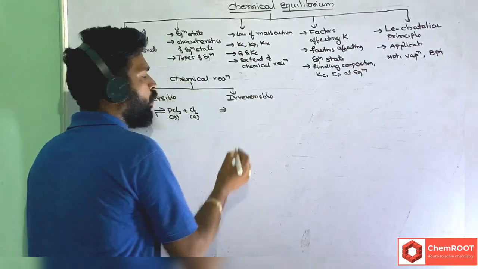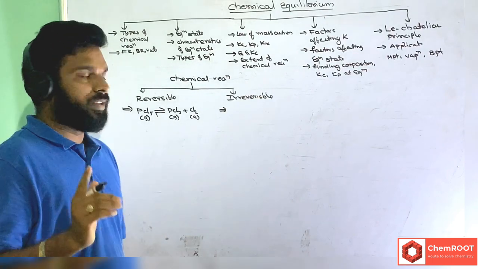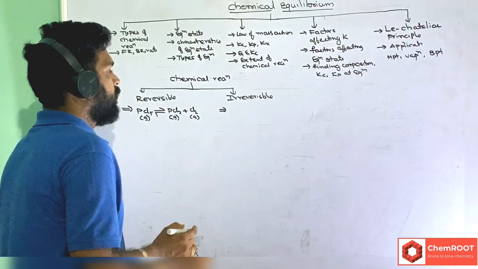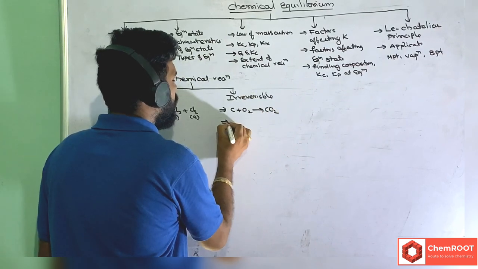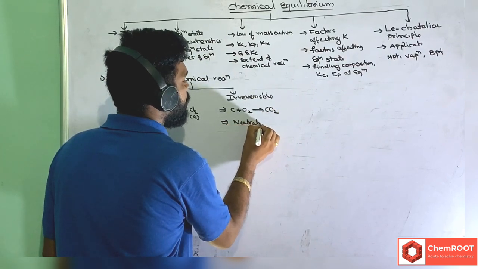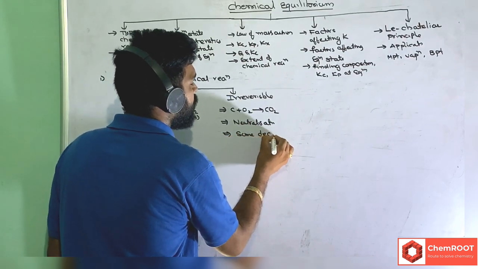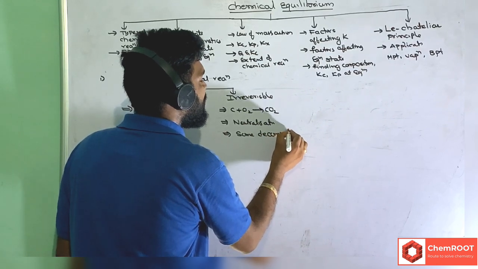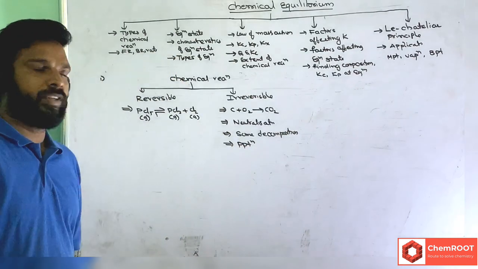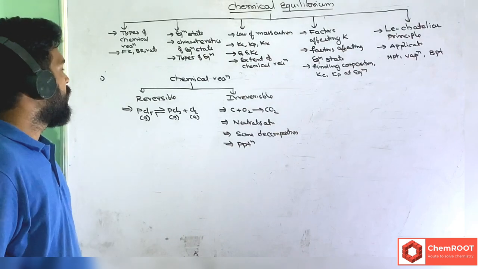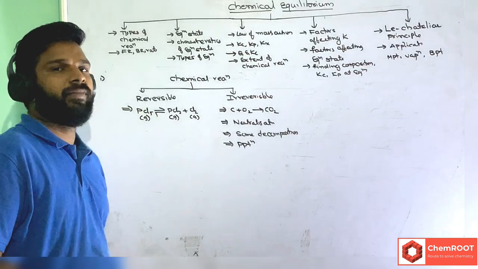Irreversible process means once the reaction is completed, the products cannot convert back into reactants. So it goes in only one direction, reactants to products. Generally combustion reactions, neutralization reactions, and some decomposition reactions, not all decomposition, and precipitation reactions come under irreversible reactions. When there is a reversible reaction, there will be a chance of formation of an equilibrium state.